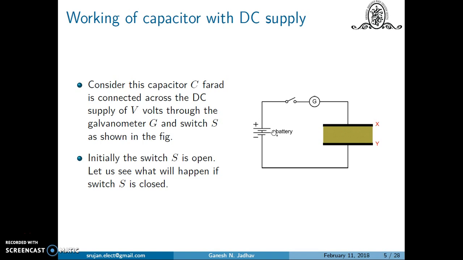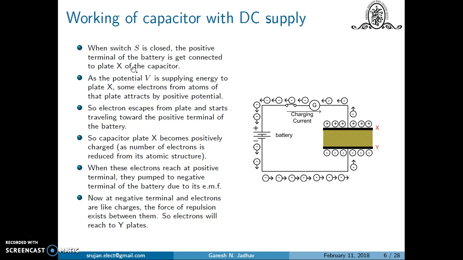Here one DC supply is applied across the capacitor through a switch and a galvanometer, connected in series. Initially the switch is open. When I turn on this switch, the excess electrons from this conducting plate, which carries negative charge, get attracted towards the positive terminal of the battery.